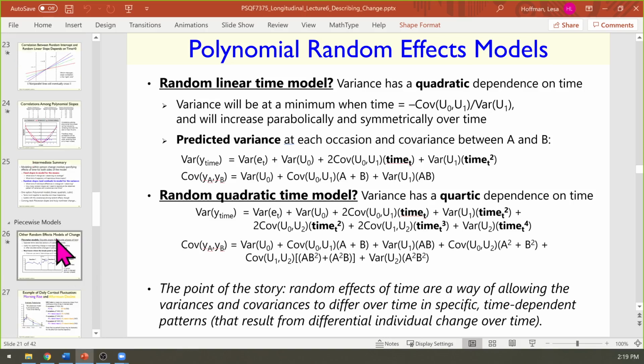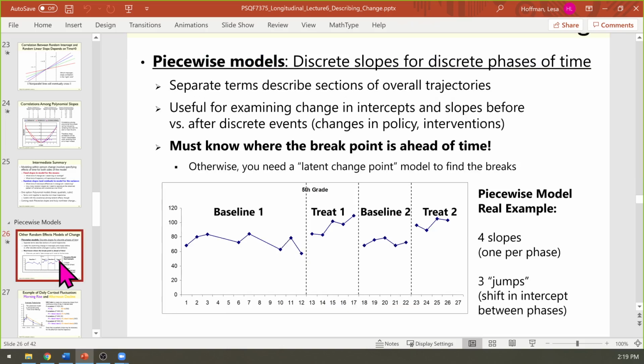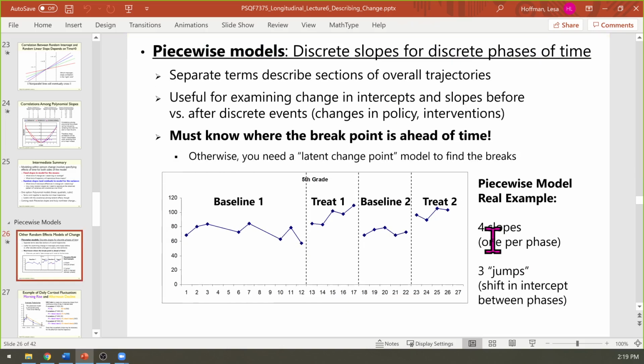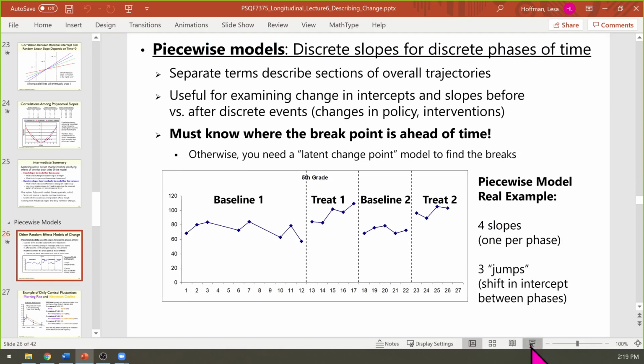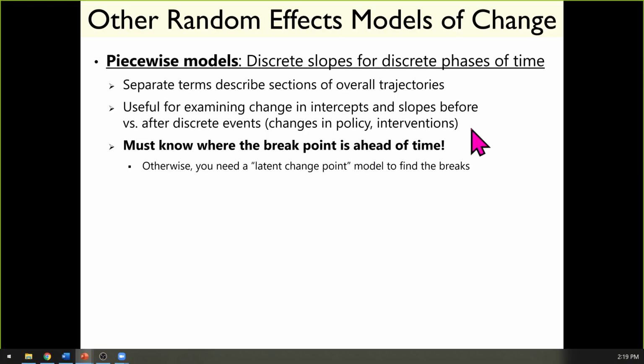I think piecewise models are super duper useful. And they're not that hard to do. So I wanted you to have some exposure to this. So let's pick up on, this is slide 26 of lecture 6. So piecewise models in general carve up a quantitative predictor into sections, and then you can look at what the effect of a 1-unit change is within each distinct section.